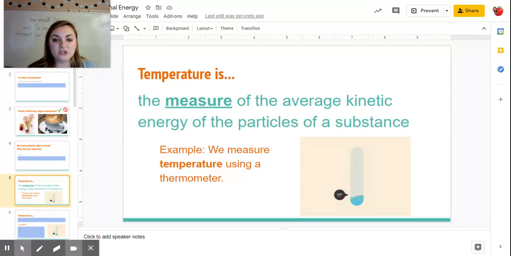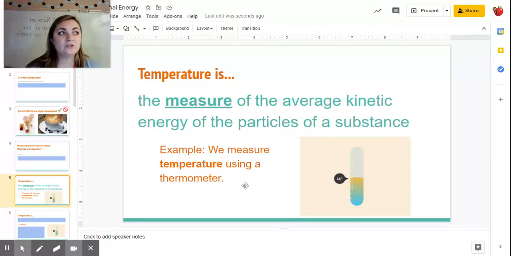Temperature is the measure of the average kinetic energy of the particles of a substance. So when we take the temperature of something, we're actually measuring how fast the particles are moving. If particles are moving faster, we know that they have a higher temperature. If they are moving slower, they have a lower temperature. Our example is that we use a thermometer to measure temperature.